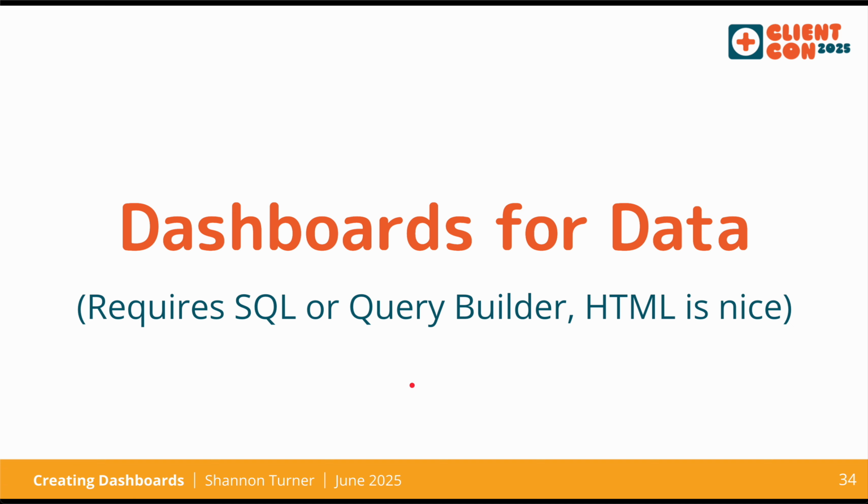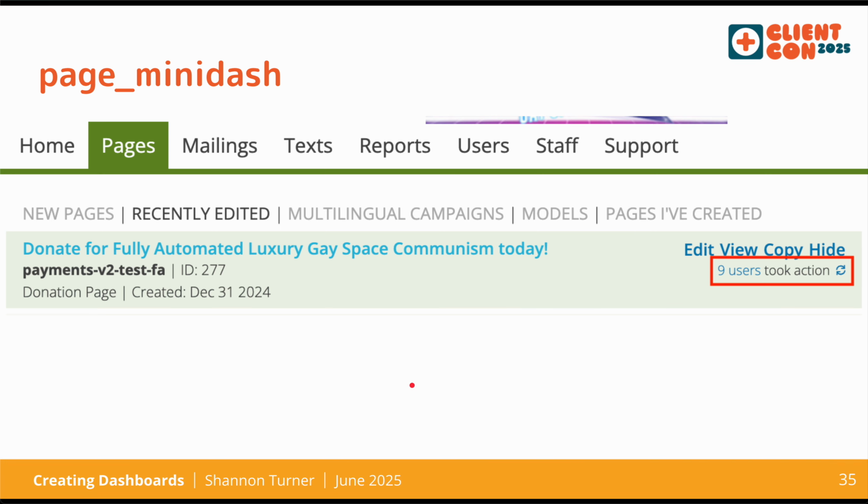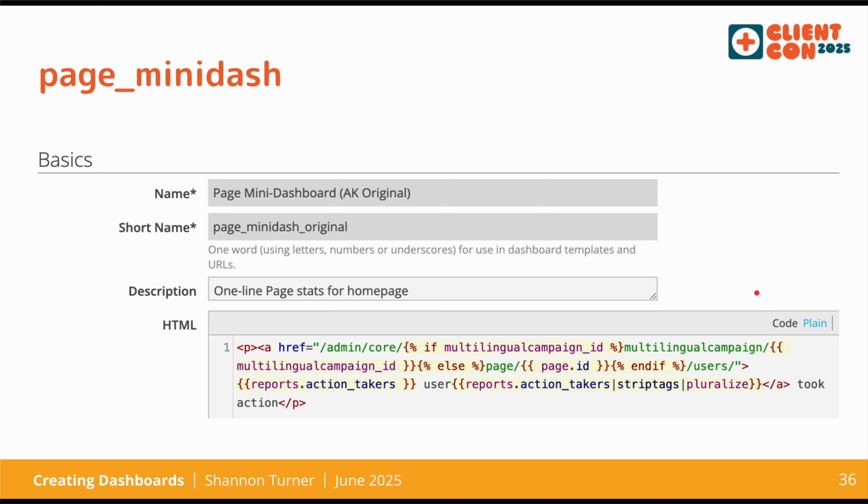Now let's look at how to create dashboards that will use reports to display some data. We're going to spend a lot of time in this section going through step by step and getting practical hands-on experience. Earlier, we took a look at the page mini dash, so let's customize that now to add some more stats. First, this is the code that makes the original stats for the page mini dash. And if you look closely, we have some HTML, we have some conditional content, we have some snippets, and we're running a report called Action Takers as well.